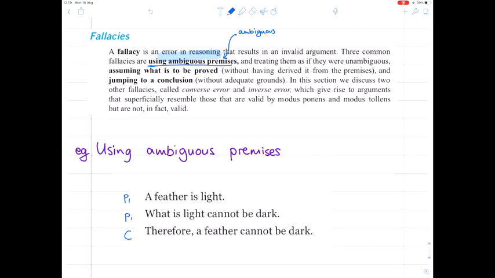The problem here is that we're using the word light in two different ways. So this is our ambiguous premise. In the first sentence, we're probably meaning that the feather is light, meaning it weighs only a little bit. But our second premise is what is light cannot be dark. Here we're using light in a different sense, in terms of the opposite to dark. And so there's a conflict between how we're using the word light, and our argument becomes invalid.